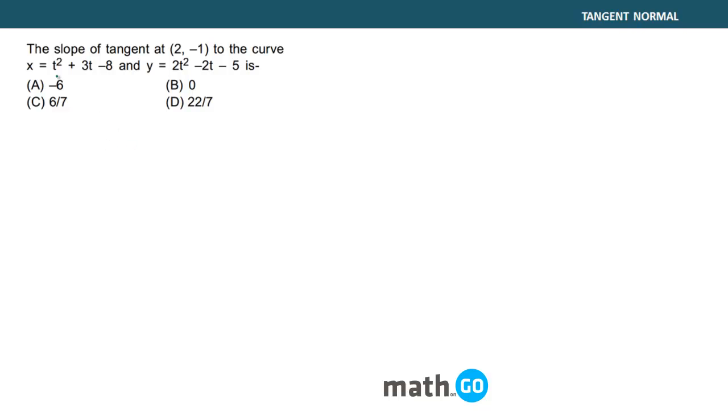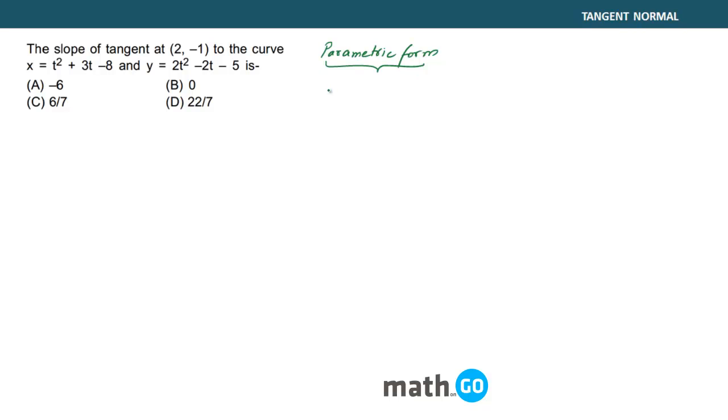Now let's take the other problem. It says find the slope of the tangent at (2, 1) to the curve, something like this. First of all, here the curve is given in the parametric form, right? This is another category of question that is generally asked, where the curve is given in the parametric form. So how do we solve parametric form?